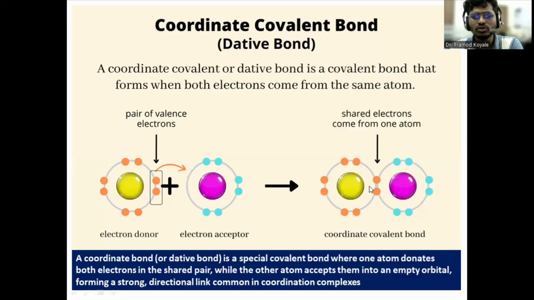So we can define scientifically that a coordinate bond or dative bond is a special covalent bond where one atom donates both electrons in the shared pair, while the other atom accepts them into an empty orbital, forming a strong and directional link common in coordination complexes.